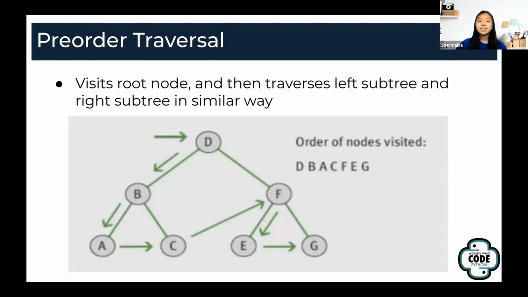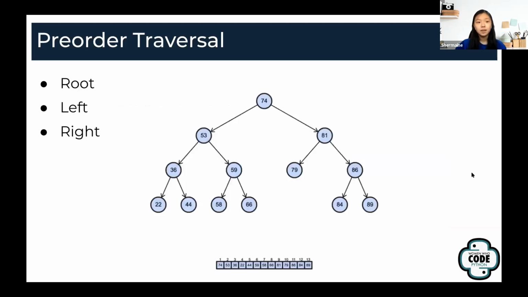What it does is it visits the root node and then traverses the left subtree and the right subtree in a similar way. So in the diagram below, it visits the root node D first before moving to the left subtree, and then it goes into B, and then it visits the left subtree of this, which is A, moving on to the right subtree C. Then since it finished visiting the left subtree of the root node D, it moves into the right subtree, which consists of F, E, G, and it repeats itself. It visits the root node F, traverses the left subtree E, traverses the right subtree G. So this is the order of the nodes visited. So it's root, left, right.